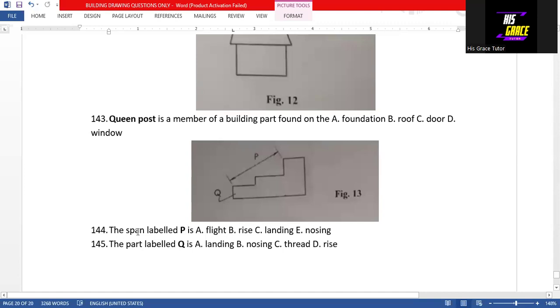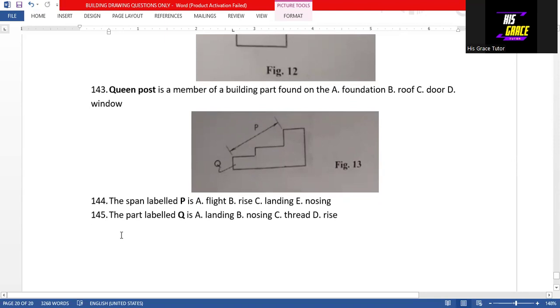Question 144, the span labeled P is a flight. That is option A. And lastly, question 145 says, the span labeled Q is... As you see, there is the landing. That is option D. So we have answered 145 questions on building drawing as objective questions.